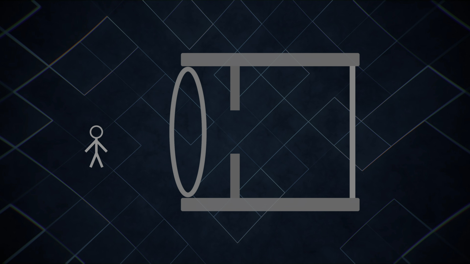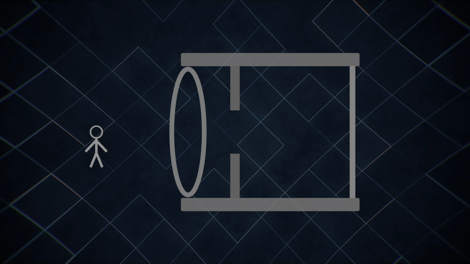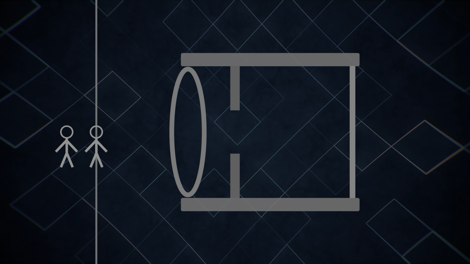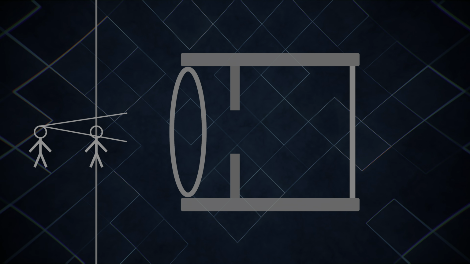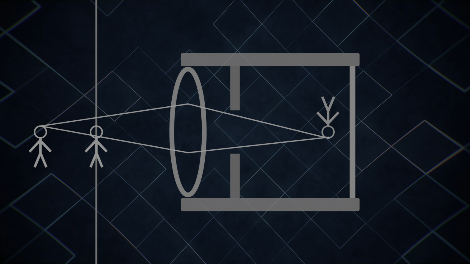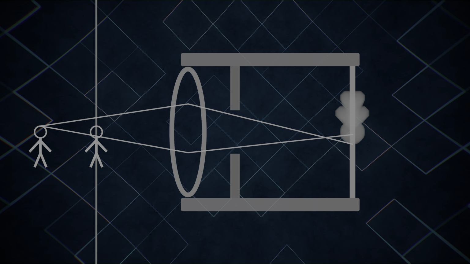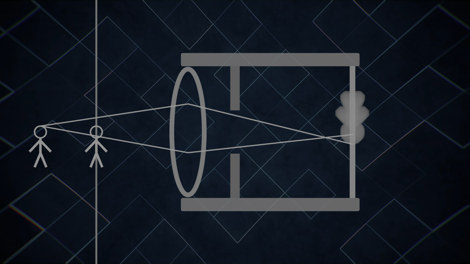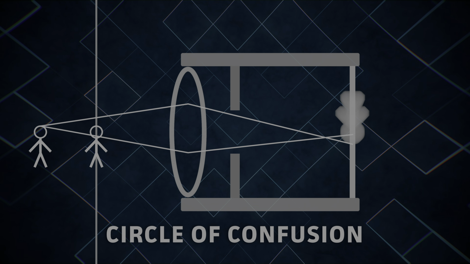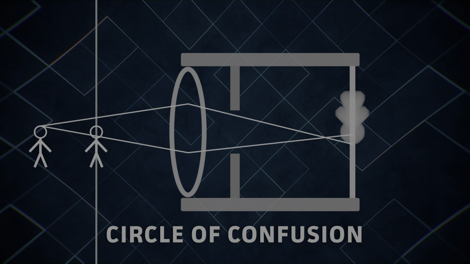Lenses are only able to perfectly focus light coming from a particular distance away. If an object is too close or too far away, then the light rays coming off of it will come into focus some distance away from the sensor. So the sensor will end up capturing the light as a small circle rather than as a single point. This is called the circle of confusion, and I can almost guarantee that you've seen it before.